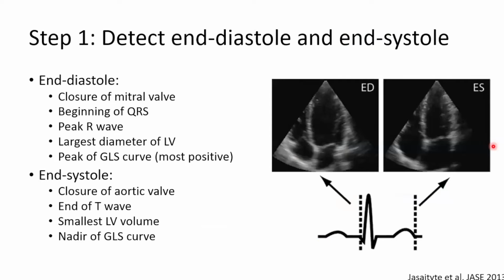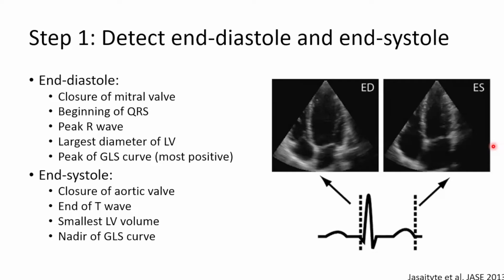So the first step is really to detect end diastole and end systole. We need to give the computer algorithm an understanding of what part of this cycle is systole and where we want to track the myocardium. There are actually different ways, as we know, to define end diastole and end systole, and the same thing with the software. There are different ways that the software can make this determination. We can do this manually.